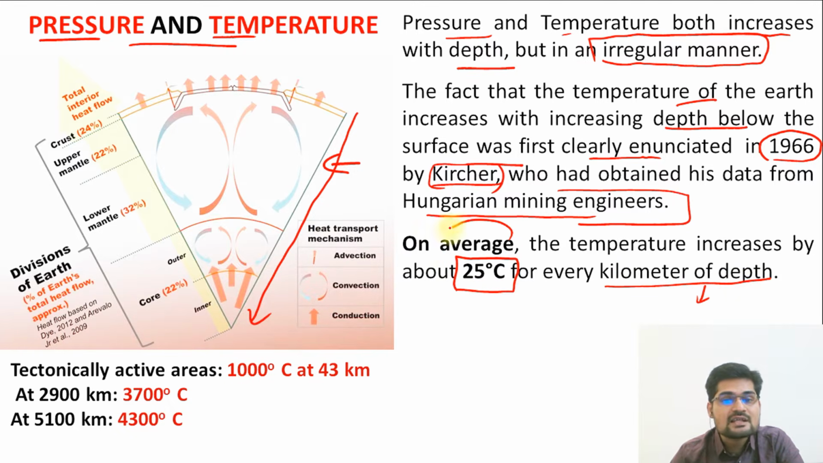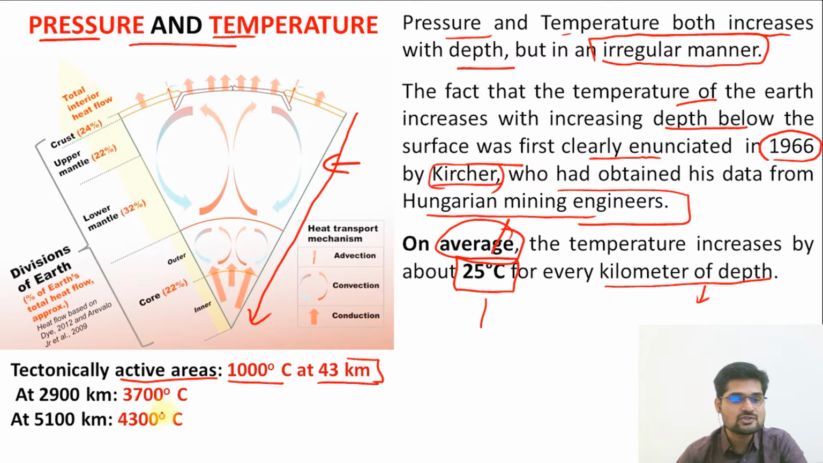But this is an average value. It means it can be above, it can be below this value across the surface of the earth. So the average value is 25 degrees C. What we see here is, in tectonically active areas, 1000 degrees C at 43 kilometers. At about 2900 kilometers in the depth of the earth, it is about 3700 degrees C, and at 5100 kilometers, it is about 4300 degrees C. So that is the important thing we need to understand.